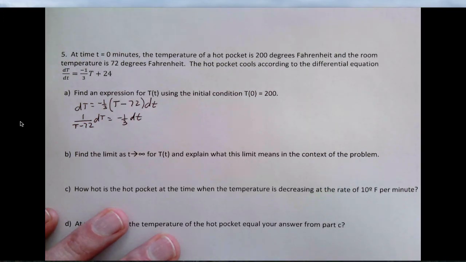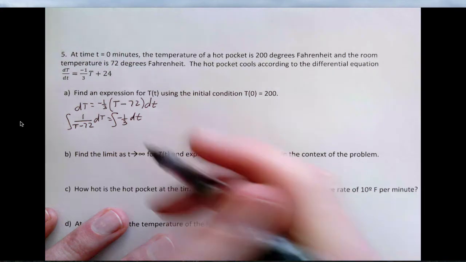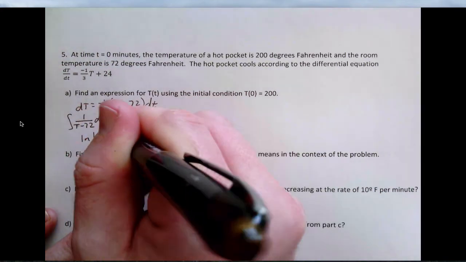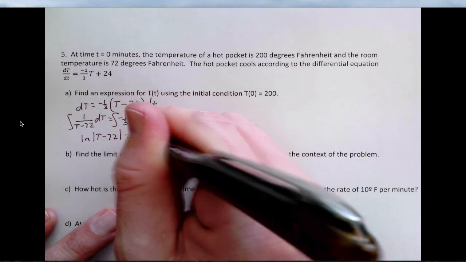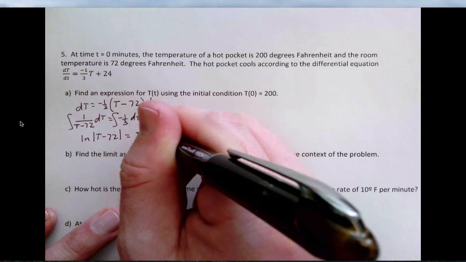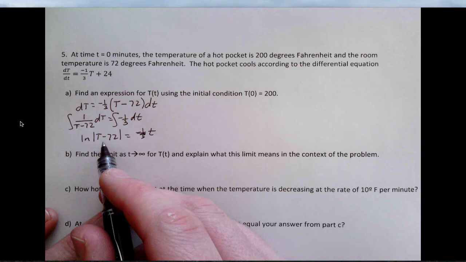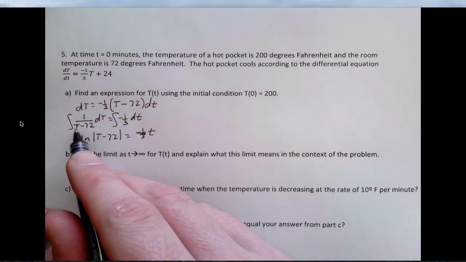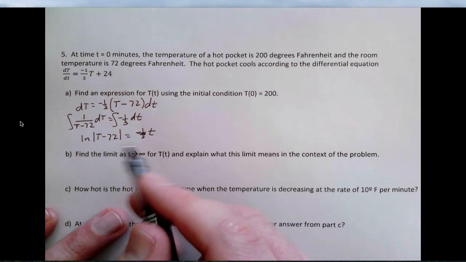All right, so now it's in a form where I can do the antiderivative of both sides. So when I perform that operation, I'm now going to have the natural log of T minus 72 equals negative 1/3 t. All right, now, one more time. The reason that I factored out the negative 1/3 is I would have had to deal with it, and it would have made a difference in my antiderivative at this point right here.